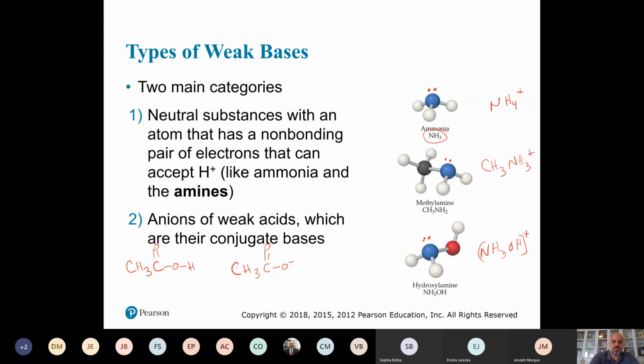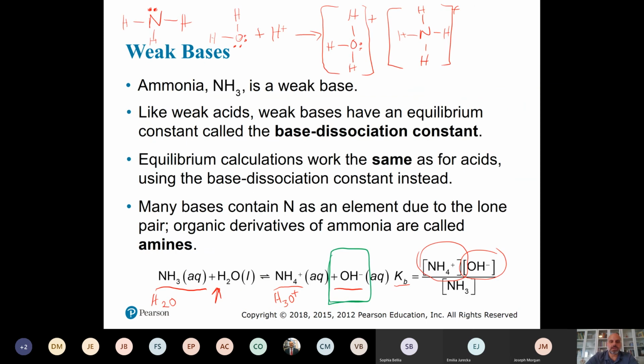CO minus. So this conjugate base here is going to be another type of weak base. It's going to have a similar reaction, right? You just basically have the reaction going in the reverse direction. It'll look just like the reaction up above. So instead of ammonia, you're going to have the acetate anion reacting with water. It will form acetic acid, right?